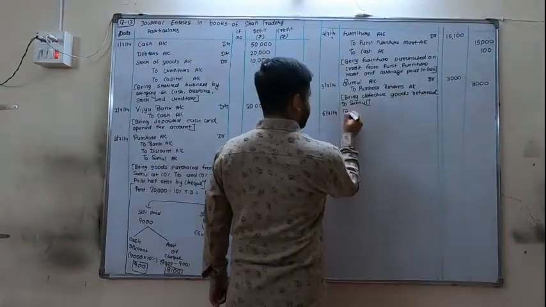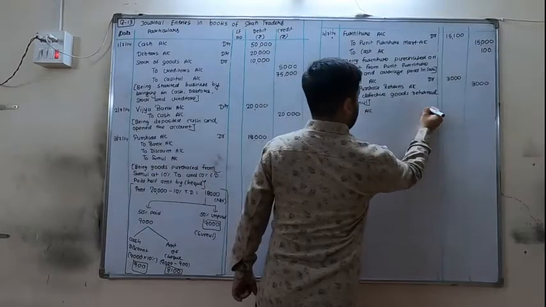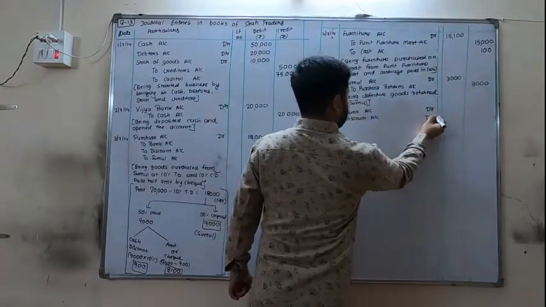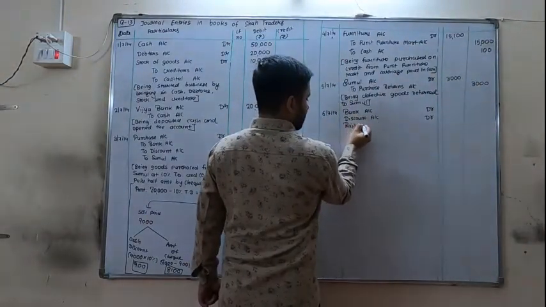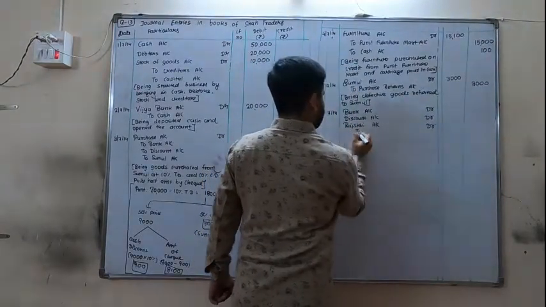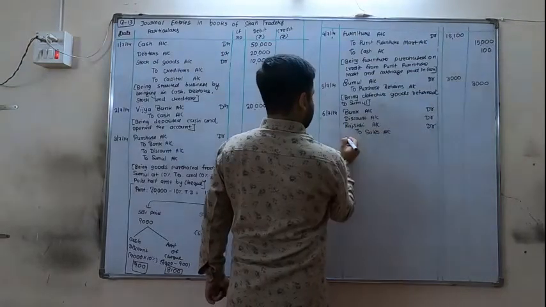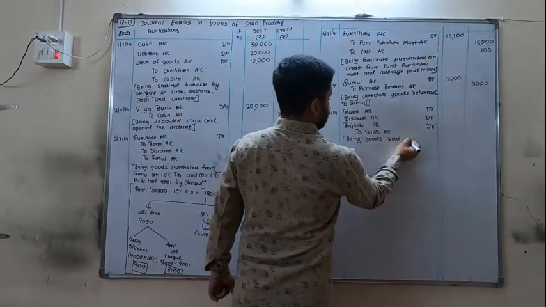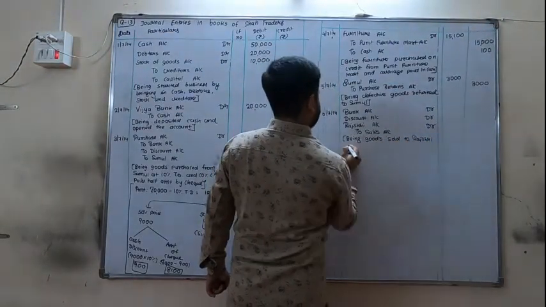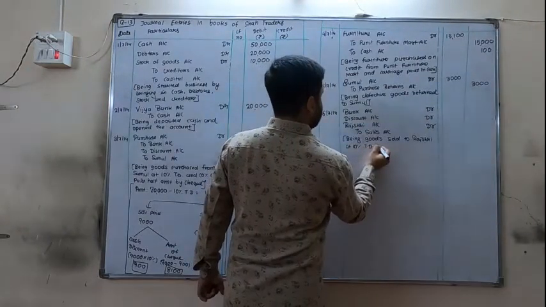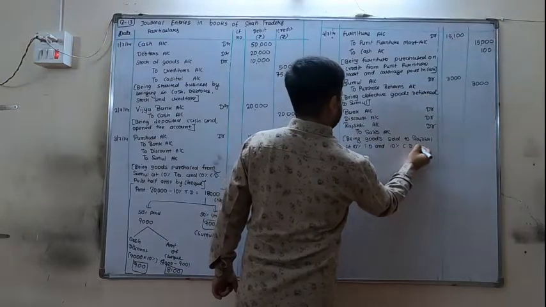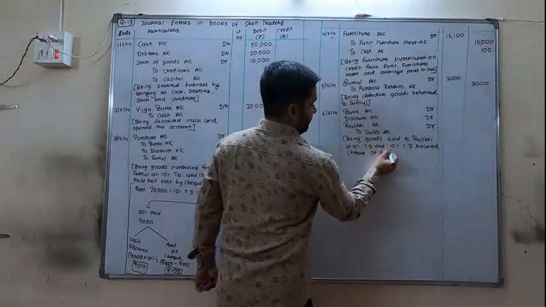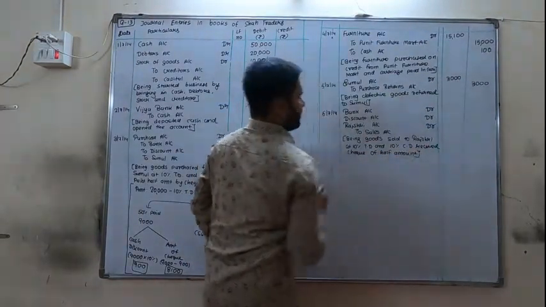So the entry will be: bank account debit, discount account debit, Rajshri account debit, to sales account, being goods sold to Rajshri at 10% TD and 10% CD, received check of half amount. So now you can compare.